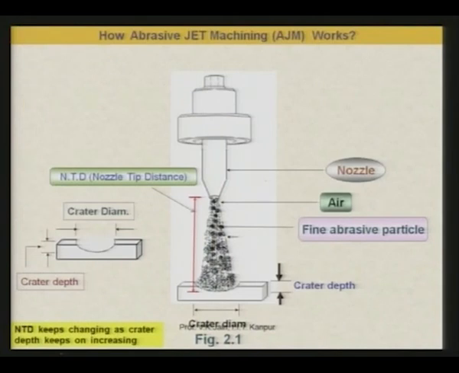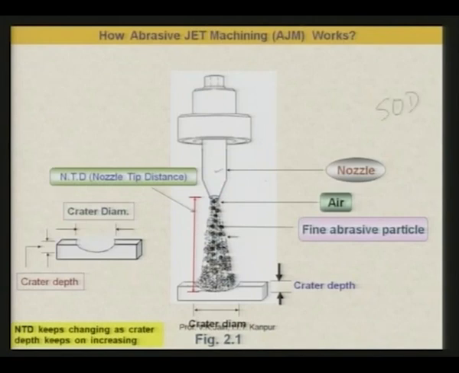Here you can see a nozzle through which a mixture of air and abrasive particles is coming out. In place of air, you can have some other gas also. Now, here you can see the distance between the tip of the nozzle and the workpiece surface, where the abrasive particles are hitting the workpiece surface. That distance is known as nozzle tip distance, NTD, or it is also known as standoff distance, SOD. Normally it is written as SOD.